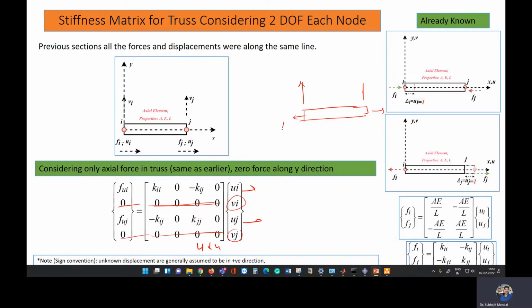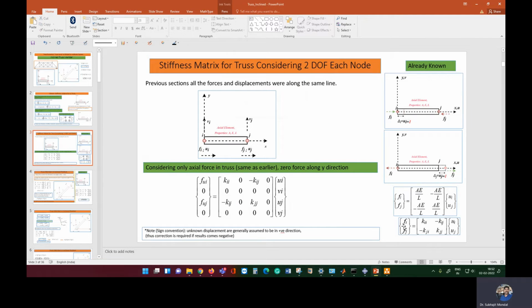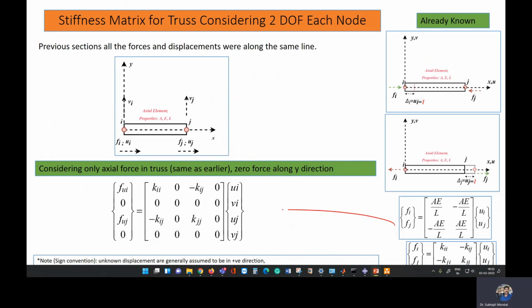If we apply force along this direction, obviously the member will try to deform in this direction. Here there will be zero force. So basically we are writing zero force, and V will also be zero, so if you multiply, at the end it will come as 0. But we are writing it in a generalized form. So we can write this 2 by 2 matrix into 4 by 4 in this way. Now consider this occurring for a member where our axial direction is along this.